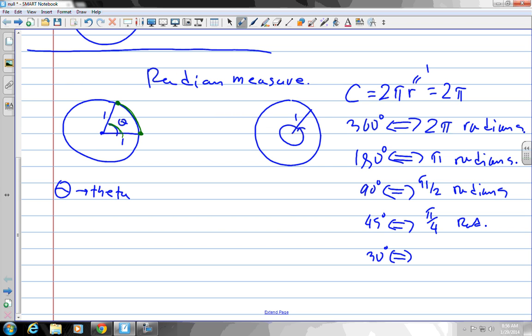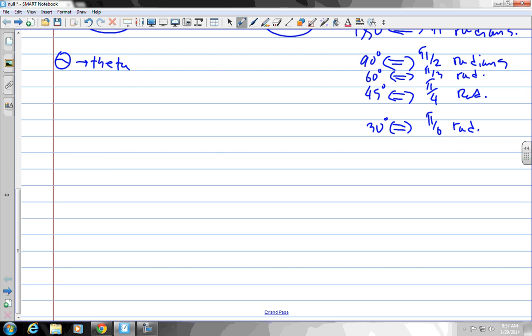Just kind of playing with this, right? So what is it, pi over 6? I forgot about a 60 degree angle. That's another popular one. So 60 degrees, same as pi over 3 radians. Okay? So these are kind of easy angles to compute in general. We have to learn how to convert from degrees to radians and back.